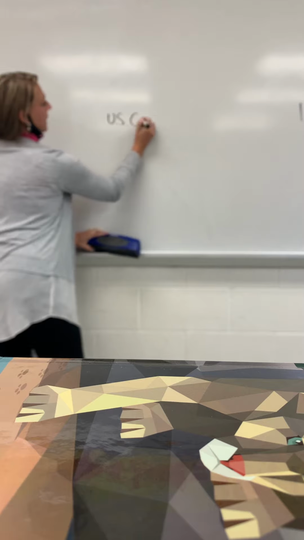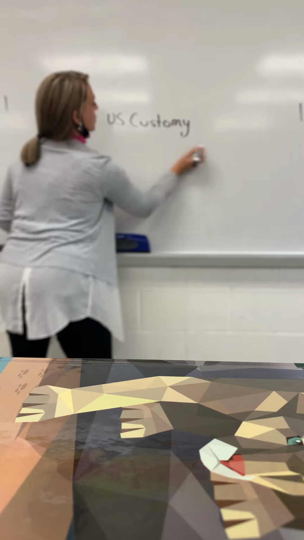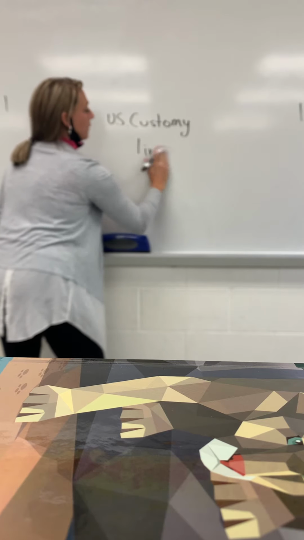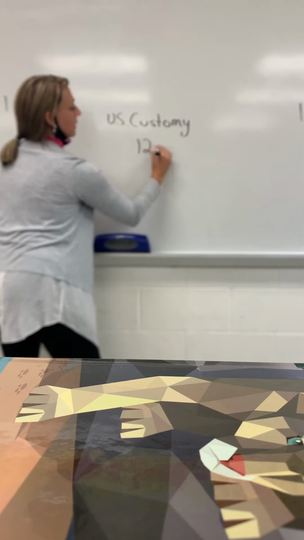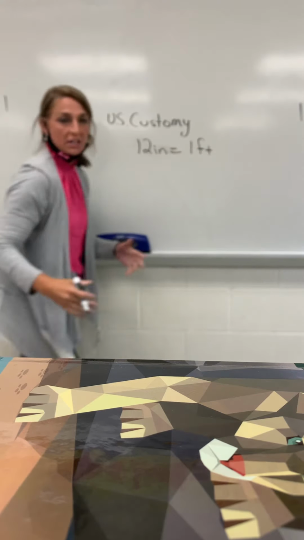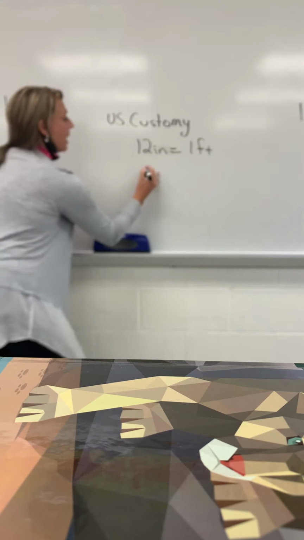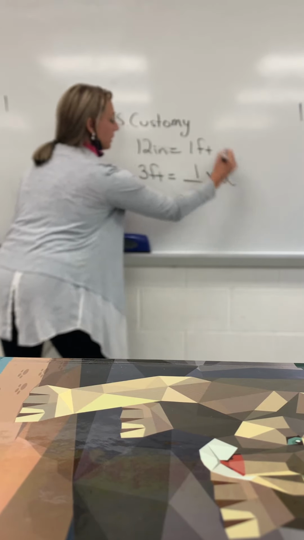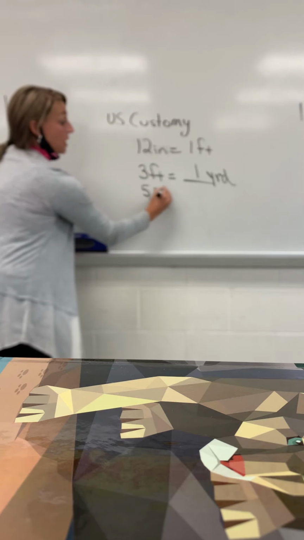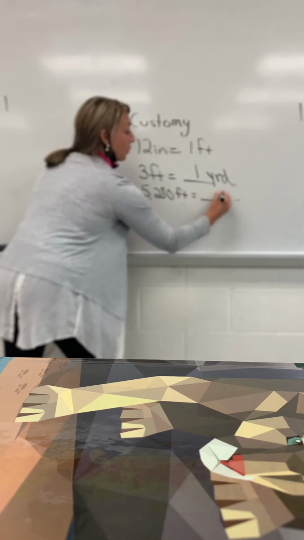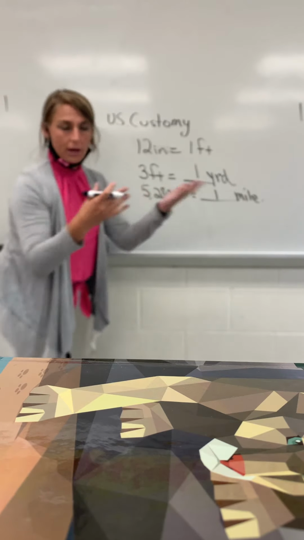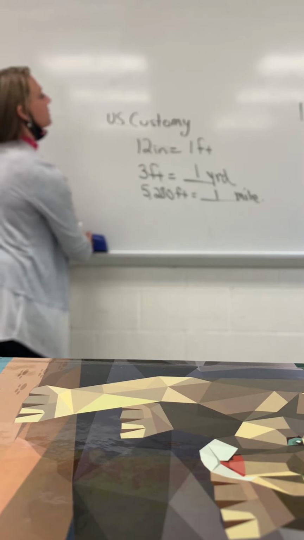Some US customary unit conversions would be like 12 inches equals 1 foot. Random numbers, but we should all know this by now, right? 3 feet is equal to 1 yard. 5,280 feet are in 1 mile. You see how most countries use the metric system because it's just easy. These are random numbers that you need to memorize in conversions. There's your US customary.